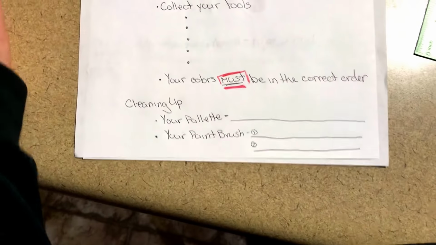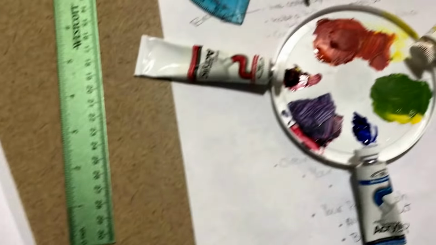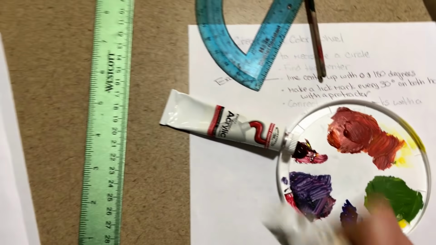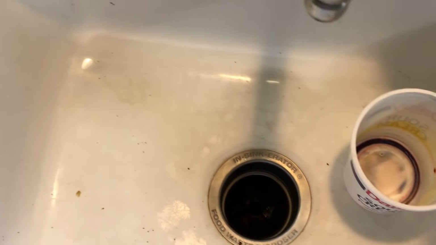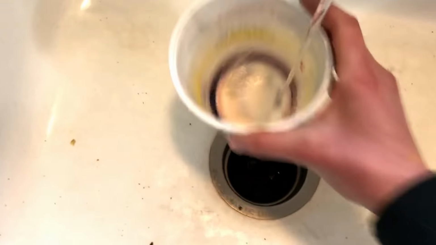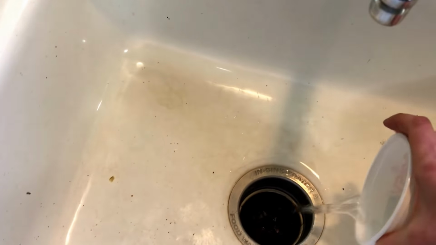After you paint your plate, you must clean up. To clean your palette, you will first dump the water into the sink. If you have some extra paint in there like I do, you can swish some water around in there and dump it back out.